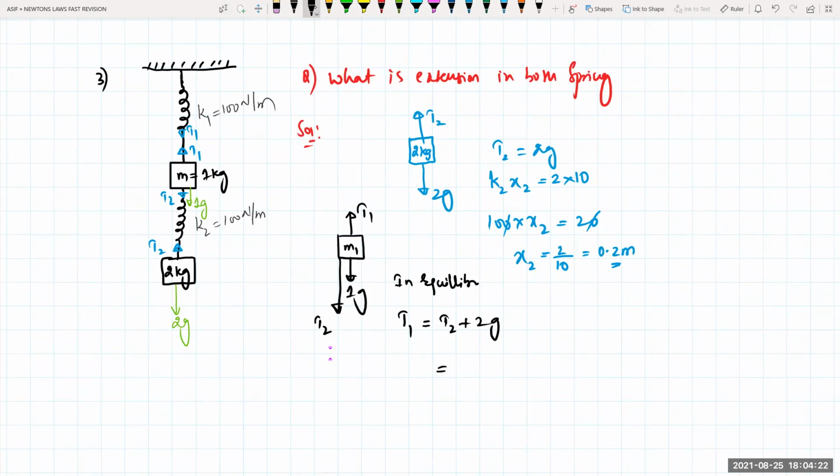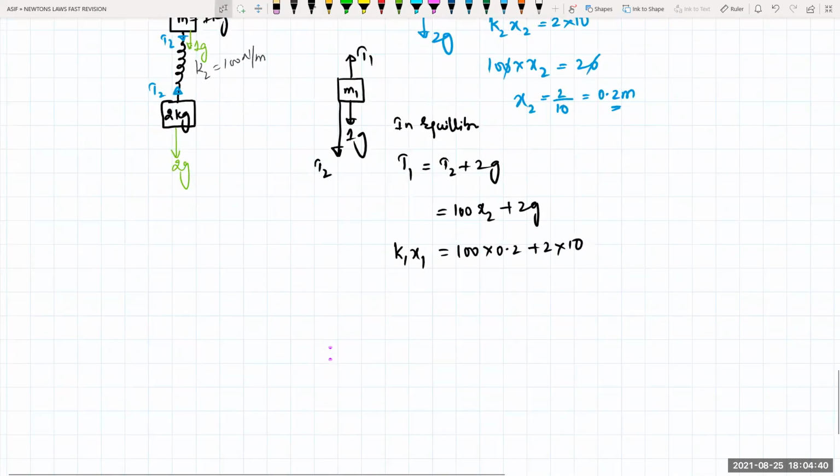Yes. So what is T2, beta? T2 is your 100 into your X2 plus your 2G. That is equal to 100 into X2 value, which is how much, beta? 0.2 plus 2 into your 10. So T1 will be equal to how much, beta? K1 into your X1.